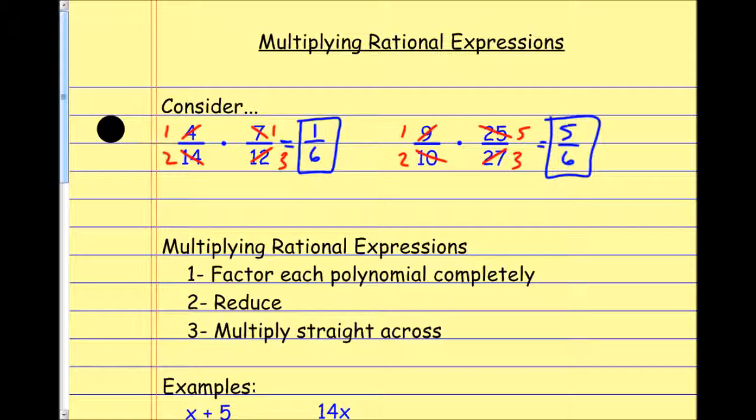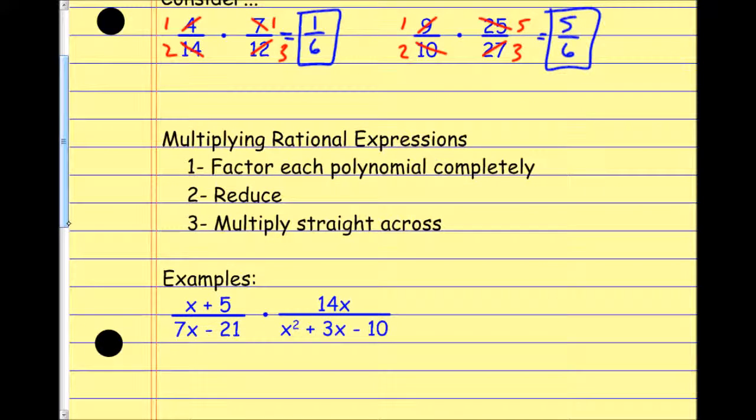And it's going to be the same thing here, because multiplying rational expressions is just like multiplying fractions. We're going to factor each polynomial completely. So we're going to get all our factors out in the open. And then we're going to reduce. We're going to reduce each fraction individually. We're going to cross-reduce. And then we're going to multiply straight across. And in this step, when you multiply straight across, you can leave that in factored form. Okay, so we don't actually have to multiply it out. We're just going to leave it in factored form for now.